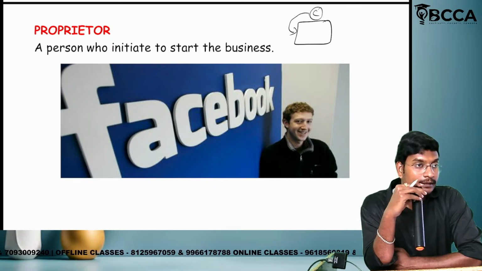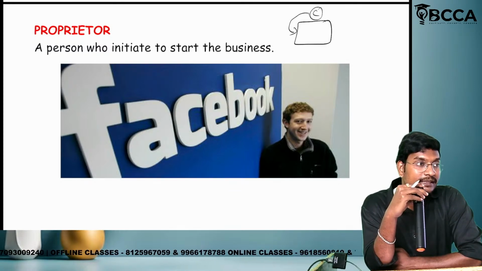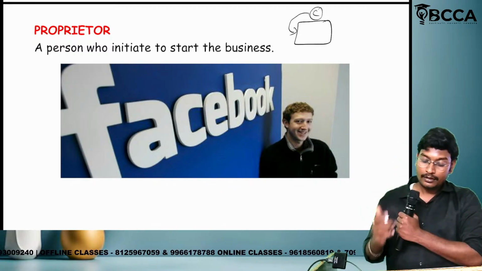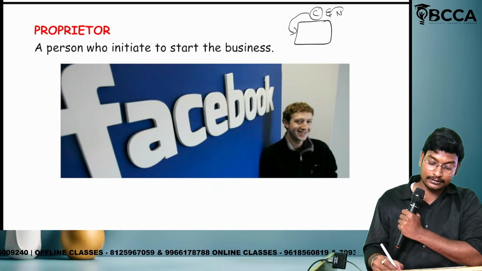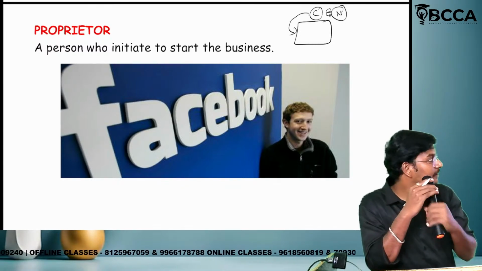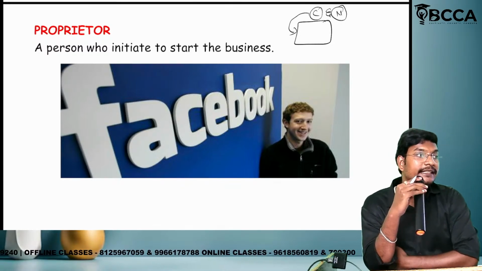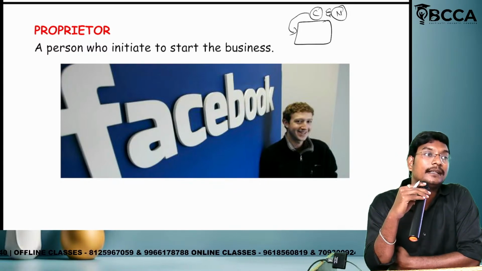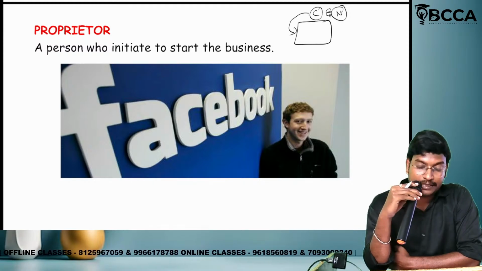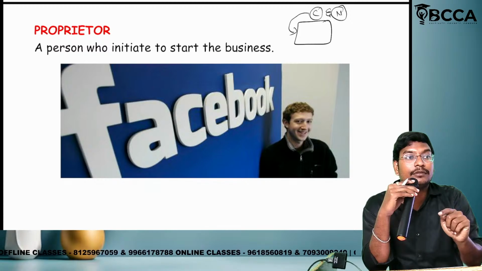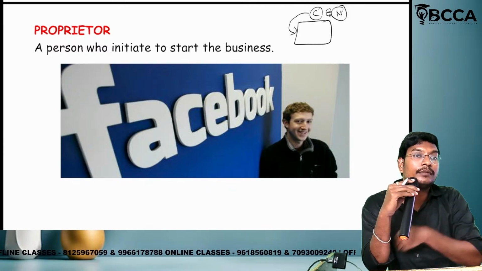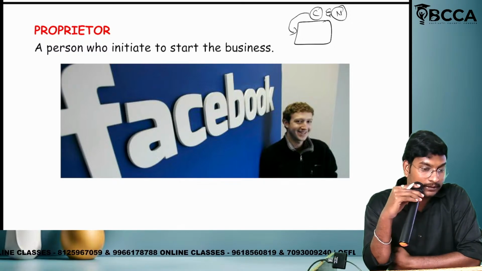Now, if more than one person has started the business, then it is called a partnership. For example, Chiranjeevi and Nagarjuna, these two persons have started the business. Then it is called partnership. Chiranjeevi and Nagarjuna are called partners. We can call them proprietors, but what is the correct word? Partners is the correct word. If there is only one person, we call him the proprietor of the business.